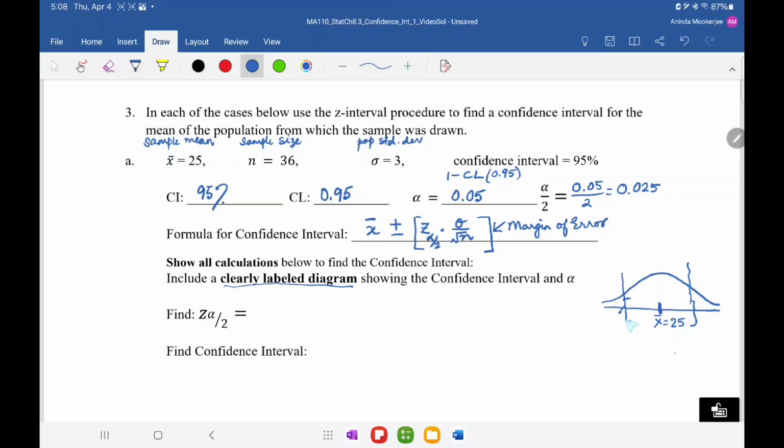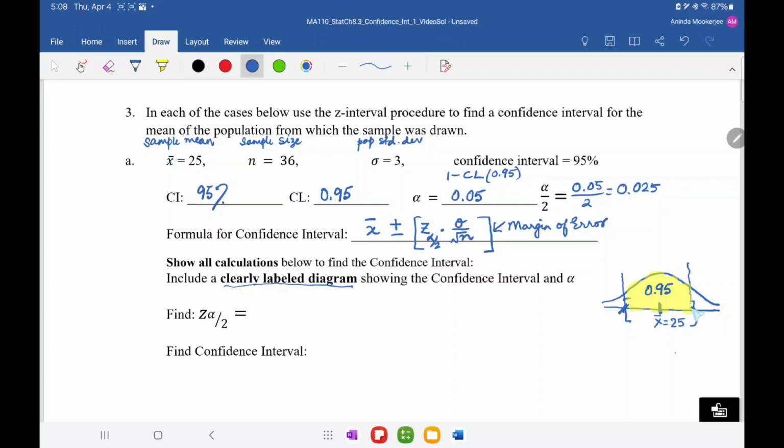Okay, so the lower end of the interval is going to be to the left hand side, and the upper end is going to be to the right hand side. And this area bounded by the endpoints of the interval will be 0.95. It also tells us that the probability that the population mean will lie within the interval is 0.95. That's another way to interpret the confidence level.